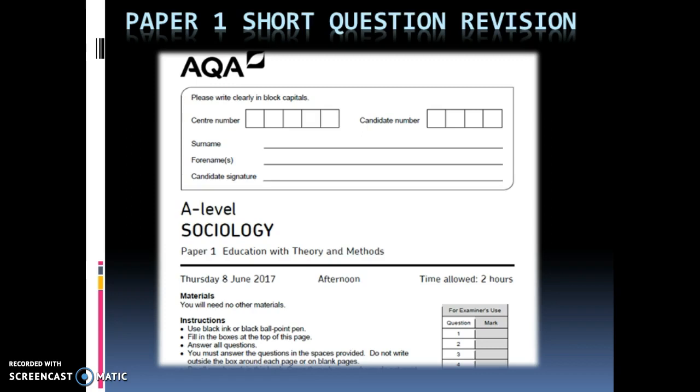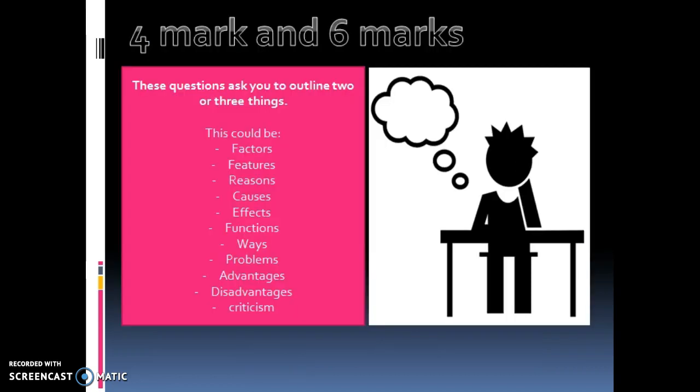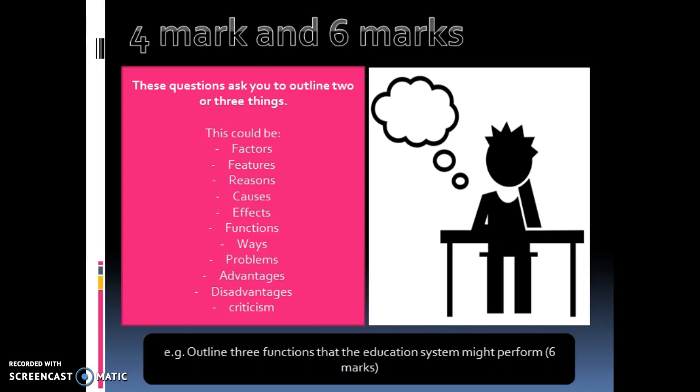This one is just about short questions, in particular on paper 1, and we are looking at a 4-mark question. So what are they? On the education paper at the full A level there are 2 short questions. One is a 4-mark, one is a 6-mark. These questions ask you to outline 2 or 3 things. These could be factors, reasons, features, causes, 2 effects, 2 ways, 2 problems, 2 advantages, 2 disadvantages. For example, you could be asked 3 functions that the education system might perform.